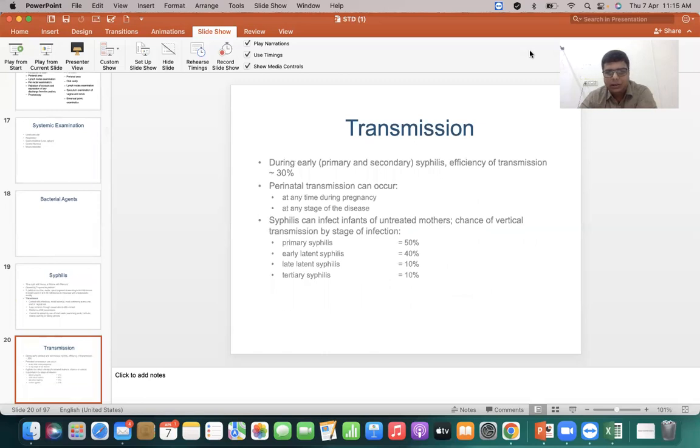How does transmission occur? During early primary and secondary syphilis, the efficacy of transmission is 30%. Perinatal transmission can occur at any time of pregnancy or any stage of the disease. Syphilis infects infants of untreated mothers. The chance of vertical transmission by stage of infection is as follows: if the mother has primary syphilis, the chance is 50%. If the mother is in early latent syphilis, the chance is 40%. If she is in late latent and tertiary syphilis, the chance is 10%.